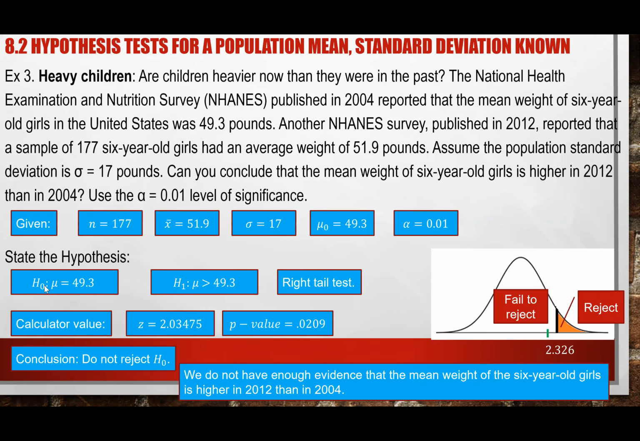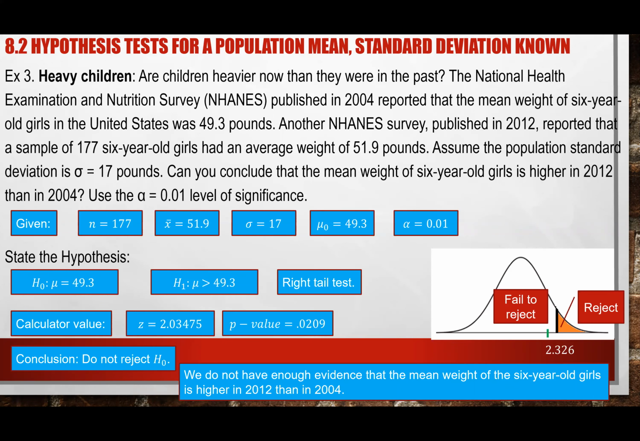We cannot throw this away. And if we cannot throw this away, you don't know which hypothesis is true. We don't know, so we just say we don't have information now. Maybe I go in and collect more data. Maybe if I have 300 instead of 177, then I can tell you we can reject, right? But for now, based on this information you give me, I don't have enough evidence to support that the weight of the girl in 2012 is heavier than the girl in 2004, okay?